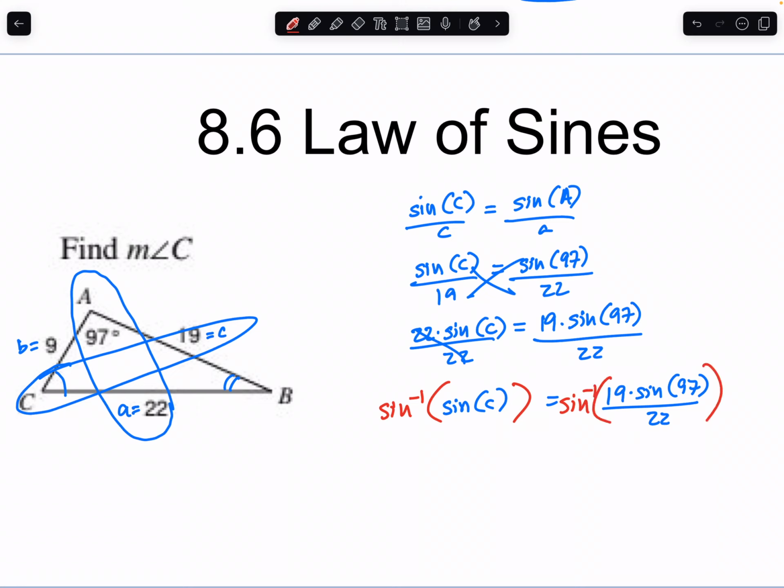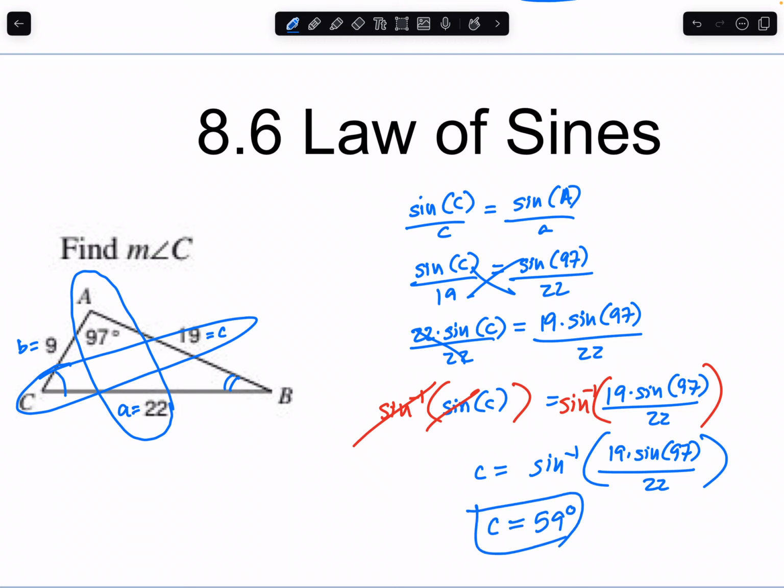And since we're doing it to the left, we're doing it to the right. Now that it's canceled, angle C is left alone. C equals the inverse of sine of everything here on the right. 19 times sine of 97 divided by 22. Let's plug it in our calculator and make sure you're using the correct sign, which is the inverse first. Inverse sine of 19 times the sine of 97 divided by 22. That gives us 59 degrees.